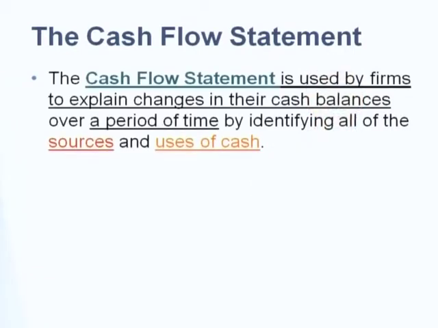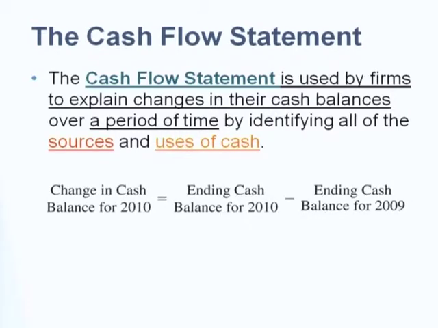The cash flow statement is used by firms to explain changes in their cash balance. You need to memorize this one. We will explain the change in cash balance over a period of time. So the cash flow statement covers a period of time, not a specific date, by identifying all of the sources and uses of cash. So we will try to see what's going on for the change in cash balance for the year 2010. We need to take the ending cash balance for year 2010 minus the ending cash balance for year 2009. This ending cash balance for year 2009 will be equal to the beginning cash balance for year 2010.